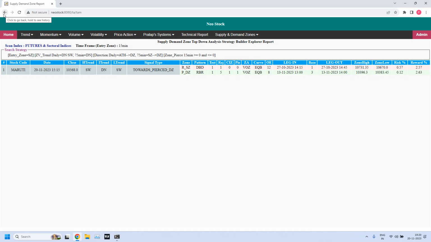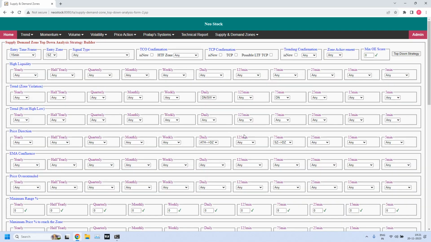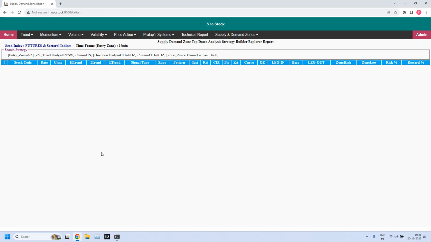Okay, let's go back. Let us generate the third report for the bearish setup. What is the third report? Even 75 minutes also traveling from all-time high to demand zone. Any such kind of stocks will be filtered. So no stocks are available. So this is about bullish and bearish setups for all the time frames, that is daily, 75 minutes and 15 minutes.